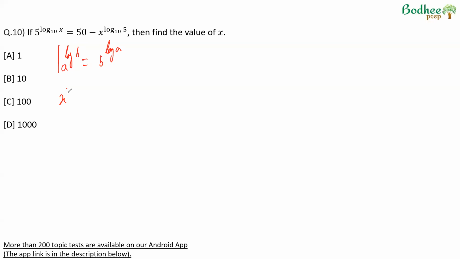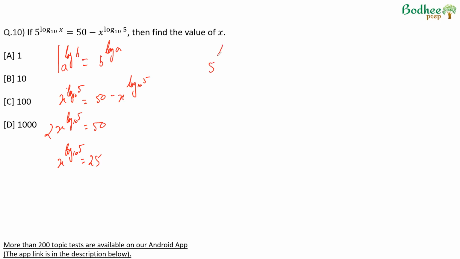x raised to power log of 5 to the base 10 is equal to 50 minus x raised to power log of 5 to the base 10, which means 2 into x raised to power log of 5 to the base 10 is equal to 50, which means x raised to power log of 5 to the base 10 is equal to 25. Again, I'm interchanging these two.